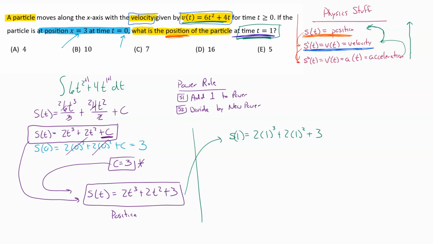What you'll see again, because this is a calculator not allowed section, is that this math should be pretty straightforward to do on your own. So 1 to the third is just 1. 2 times 1 gets us 2. 1 to the second is just 1. 2 times 1 again gets us 2. And then we got our 3 sitting at the end here. So we're looking at 2 plus 2 is 4, plus 3 is going to get us 7. So we know that the position at t equals 1 was 7.